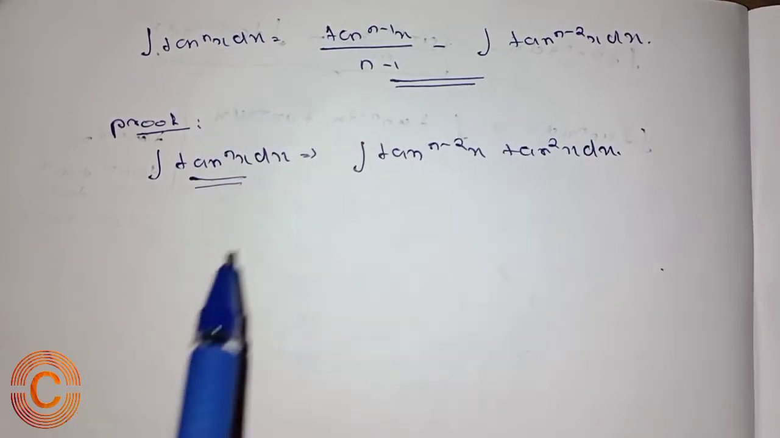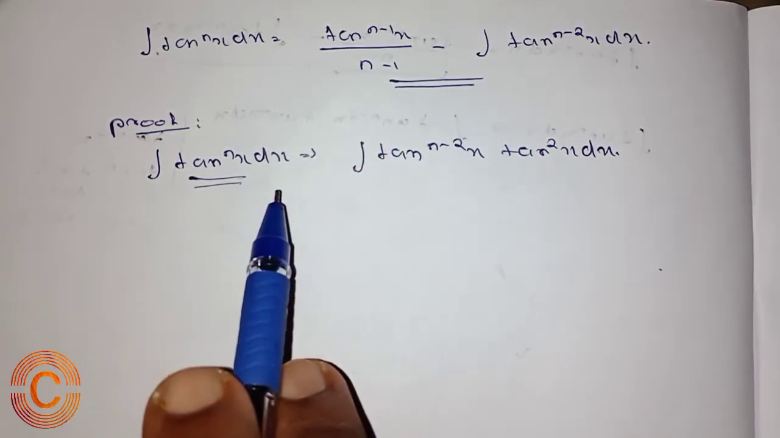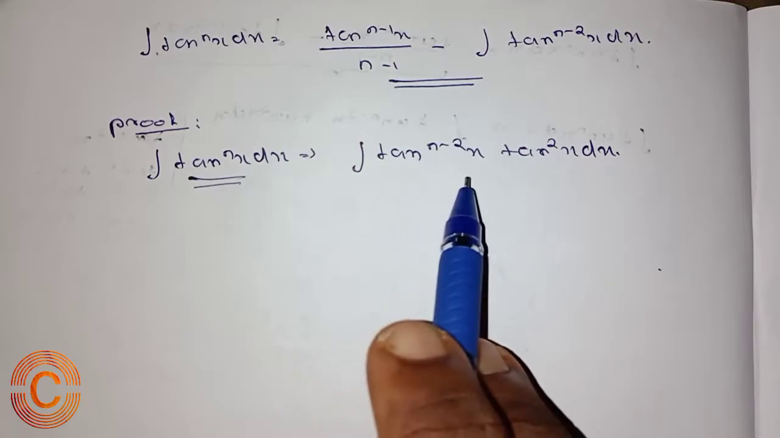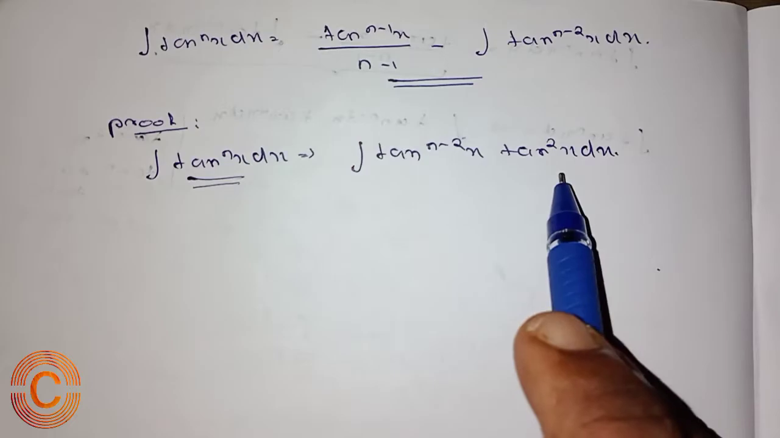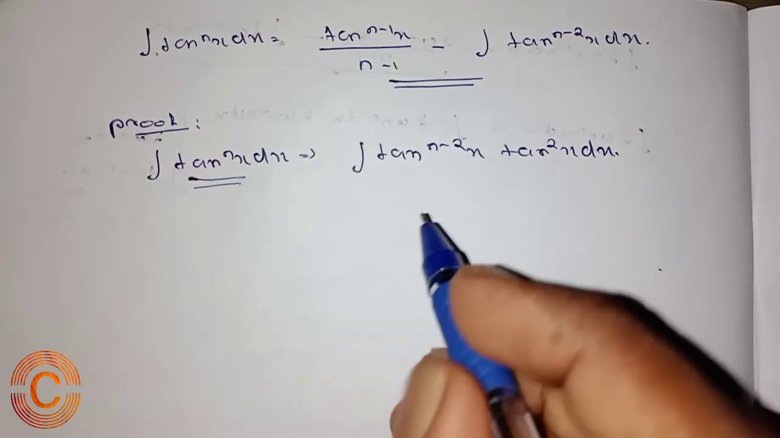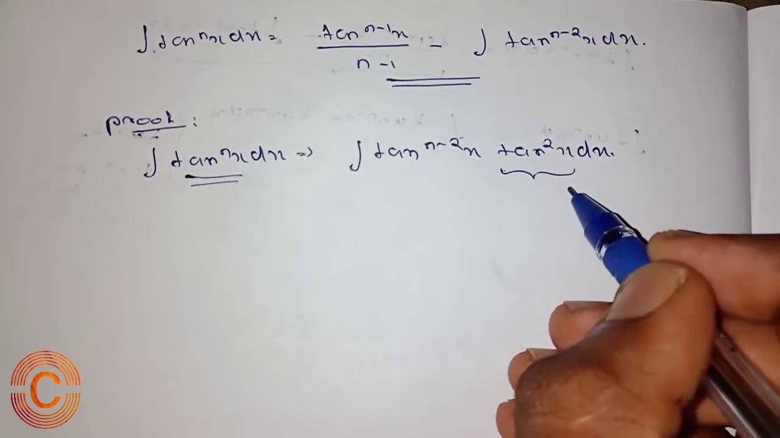By the proof, in the LHS we can write the integral of tan^n x dx in the form of the integral of tan^(n-2) x into tan square x dx, which is also equal to the previous given term. Then in the next step, here a term exists in the form of tan square x.